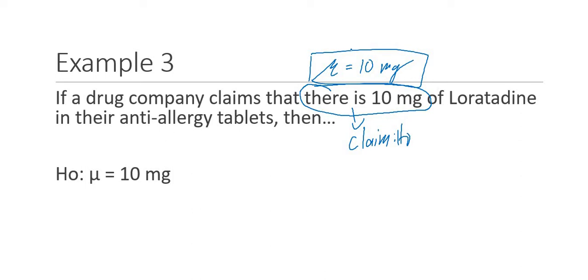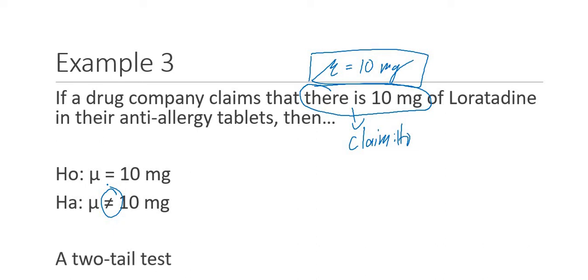Now, since there is no direction, there is no word that an amount is bigger or smaller, that means we're just simply saying that the mean is equal to 10 or the mean is not equal to 10. Therefore, the HA or the alternative hypothesis would be the mean is not equal to 10 milligrams. And since the alternative hypothesis is not equal, therefore, this is a two-tail test.